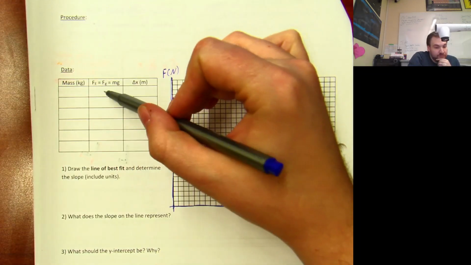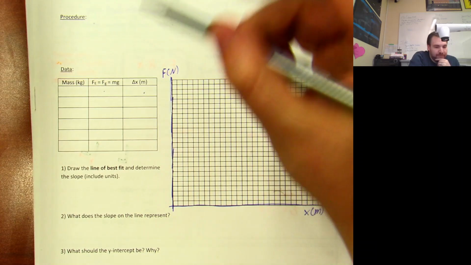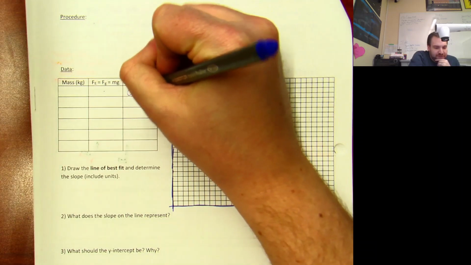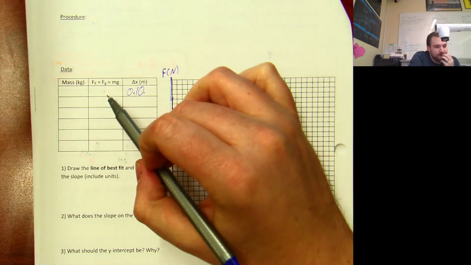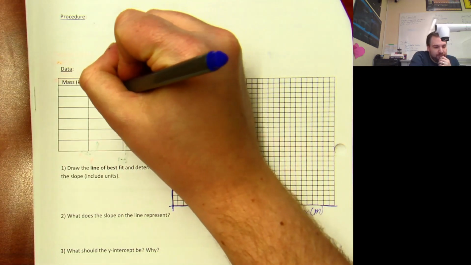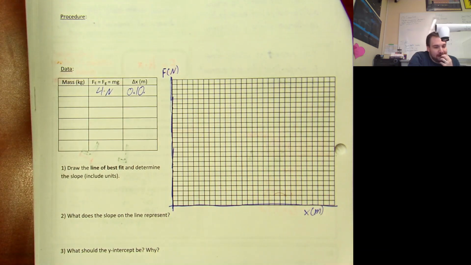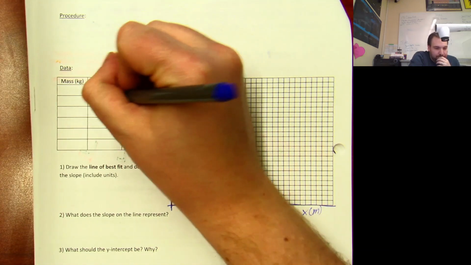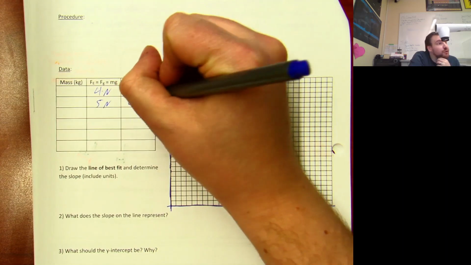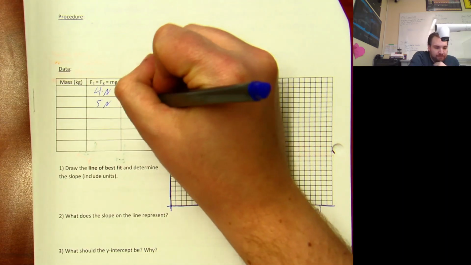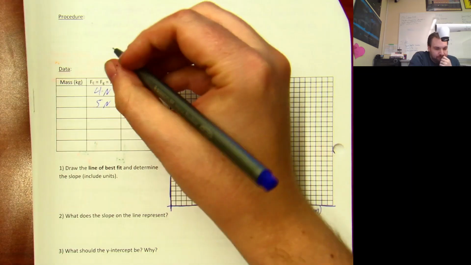For the force? No, for the extension. Okay. So 0.10 meters. And what was your force? 4 newtons. Okay. And then 5 newtons. Okay. 0.14. Sorry, 0.14. Okay. And then 5.2 newtons.